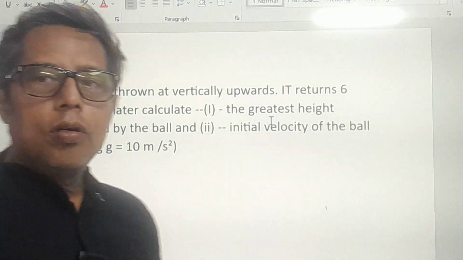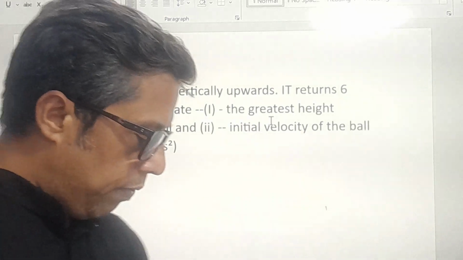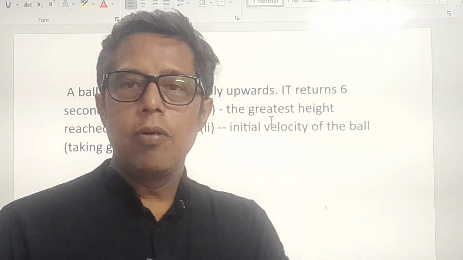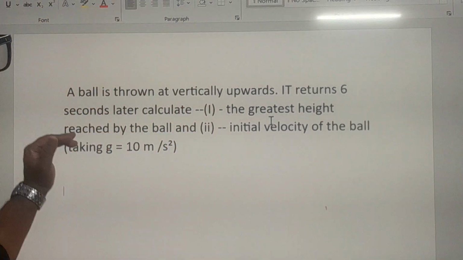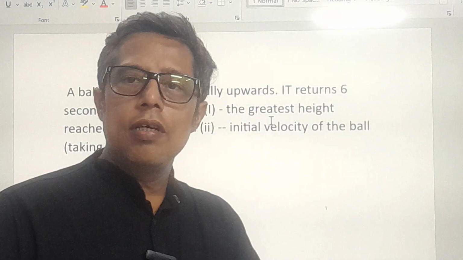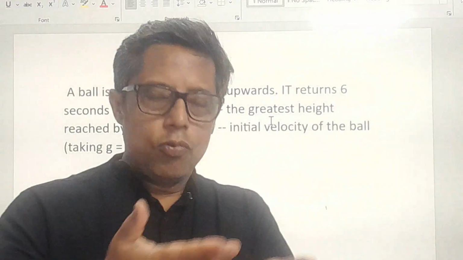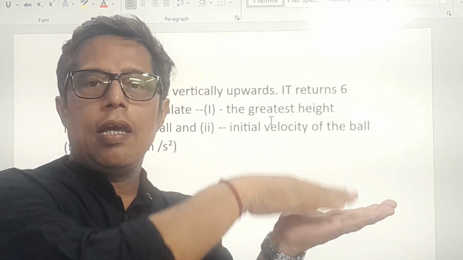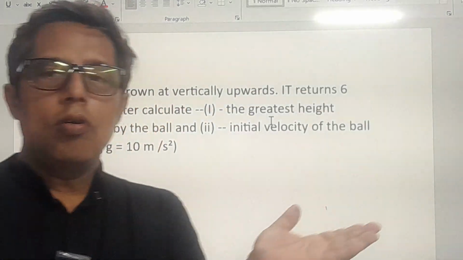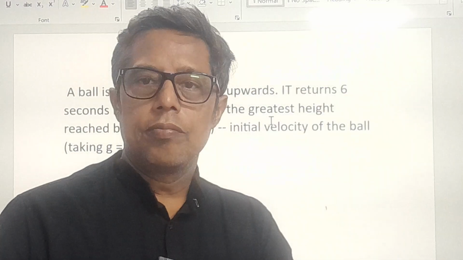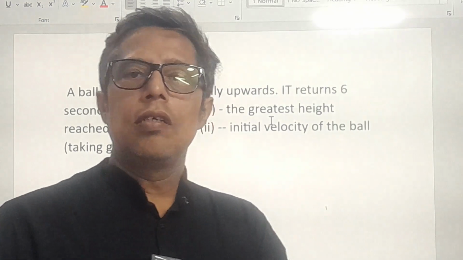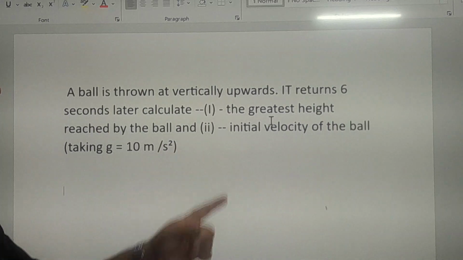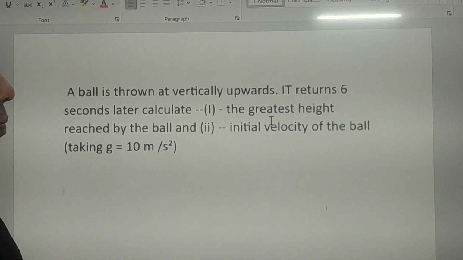Okay. So, we have to understand the question first. The question is that a ball is thrown vertically upward with an initial velocity, and it came back to the original position. Like if I am throwing the ball from this height, it goes up to this level, and it came back again to this position. So the total time it took is 6 seconds. Now two questions have been asked: one is the greatest height reached by the ball, and the other is the initial velocity of the ball.